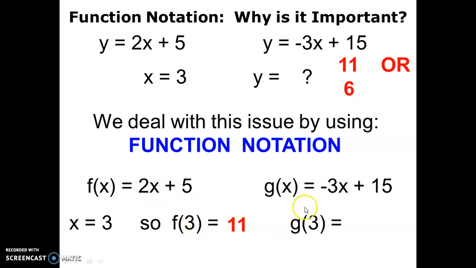And if you're looking at this function, it could give you g of 3. That means clearly we are now substituting an x value or an input of 3 into this function. So there's no confusion like there was up here. Now it's very clear which function we're using.